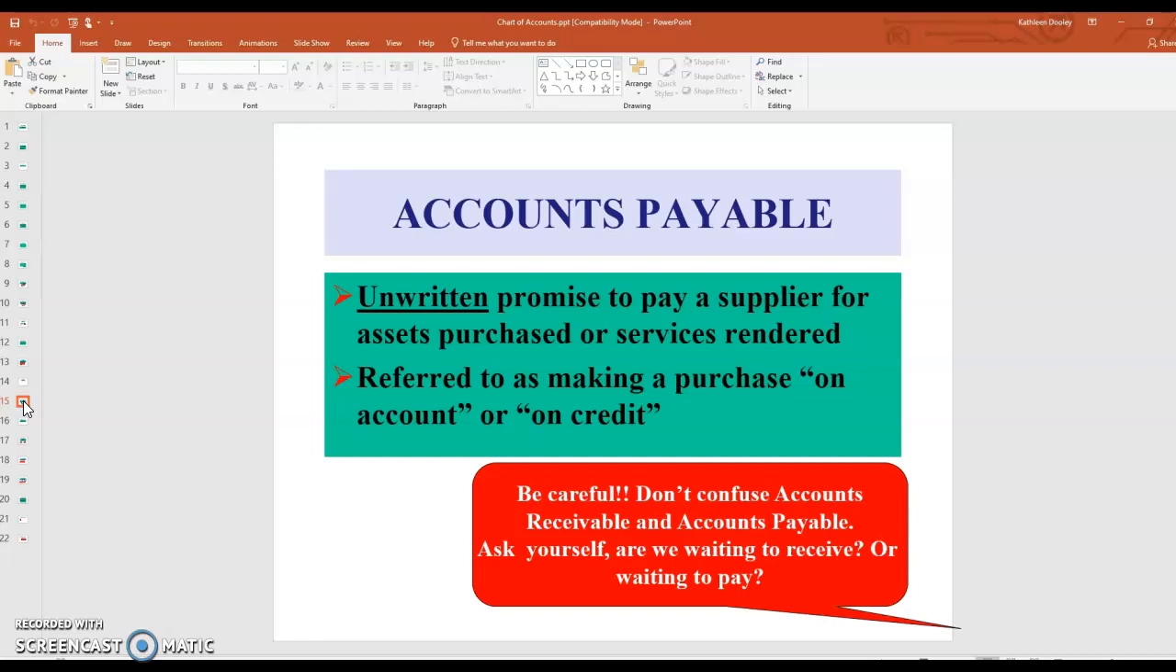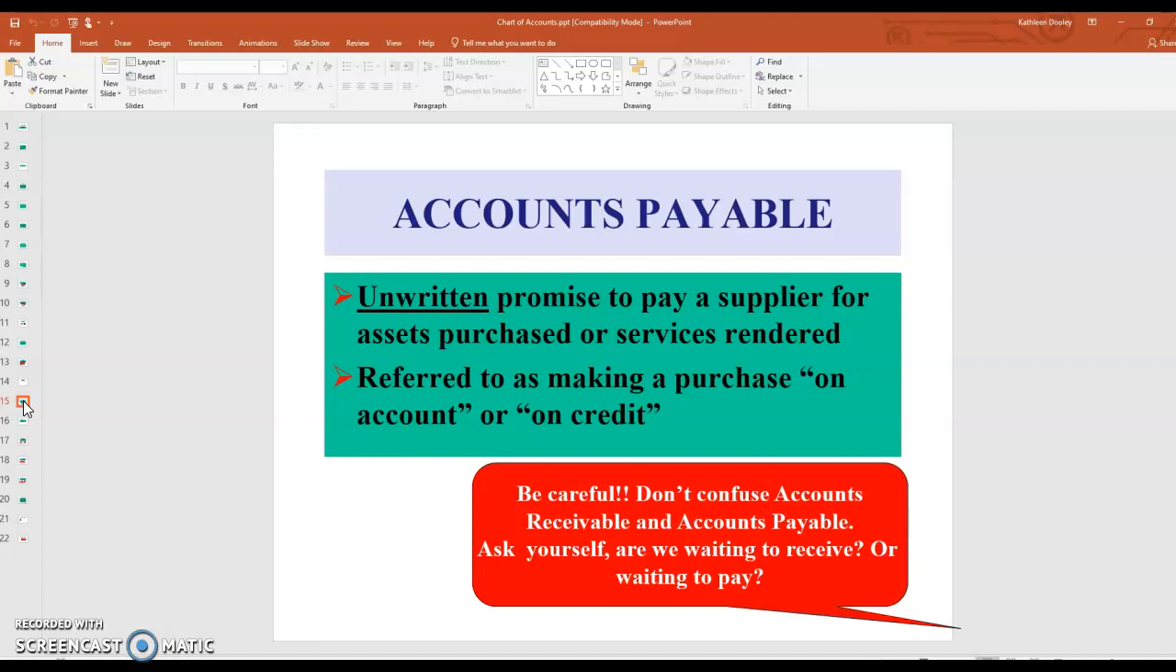Now they're going to check our credit usually before they agree to set up an account for us. Okay? But it's basically an unwritten promise to pay. It'll still hold up in court though. So here we're making a purchase on account or on credit of either assets or services. So if we purchase, say, the use of electricity from the electricity company.